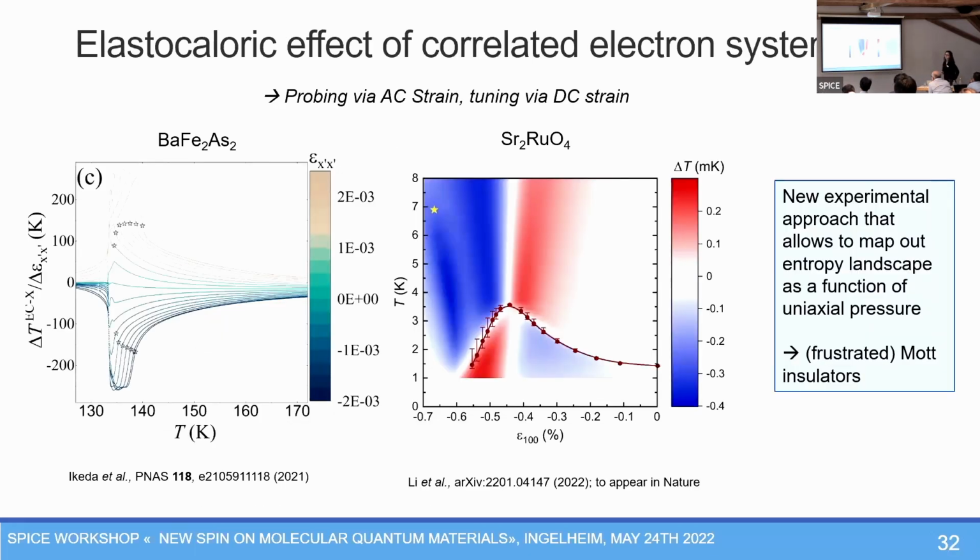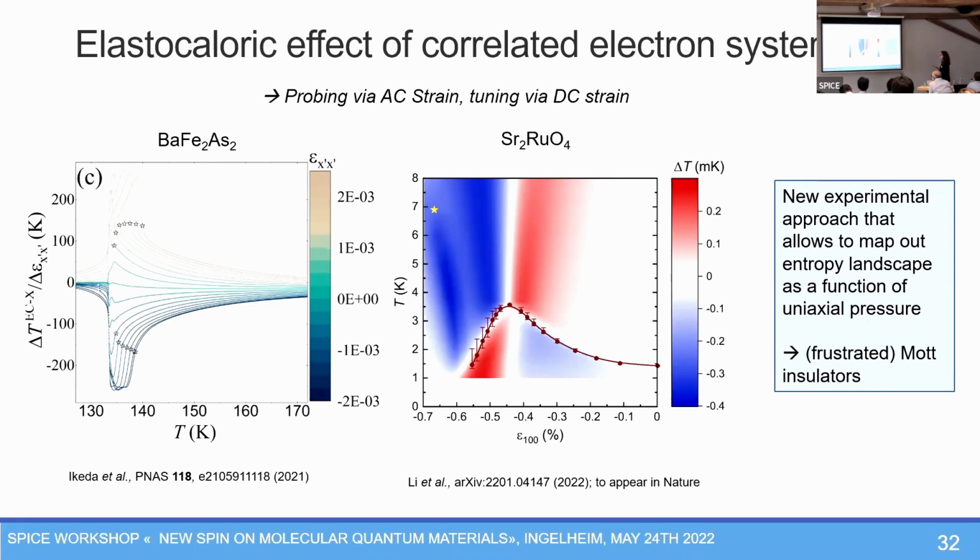Again, Jörg showed some of the data this morning, but this is a very new technique which so far has been applied to iron-based superconductors as well as strontium ruthenate. And again, the idea is you use an AC strain to probe the material, but then tune it on top with a DC strain in those devices. In this way, you can map out the entropy landscape as a function of uniaxial pressure for correlated electron systems. Now, if you think about frustration and entropy being an important quantity for frustrated magnets, it's only natural to apply this also to frustrated Mott insulators.